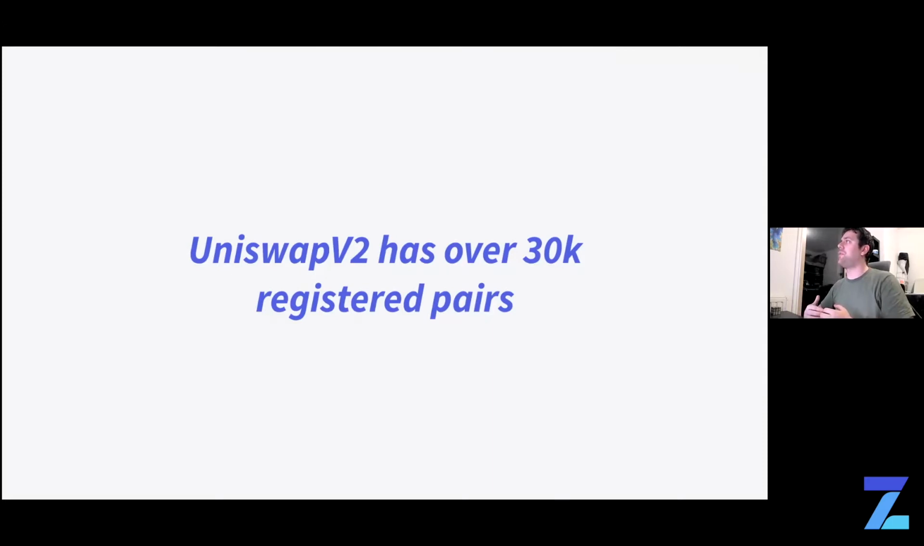And whenever you want to put a new asset on Uniswap, it's completely open and decentralized. You just have to create a pair and provide liquidity for that pair. And this obviously happened a lot, and this system is very successful to that extent.